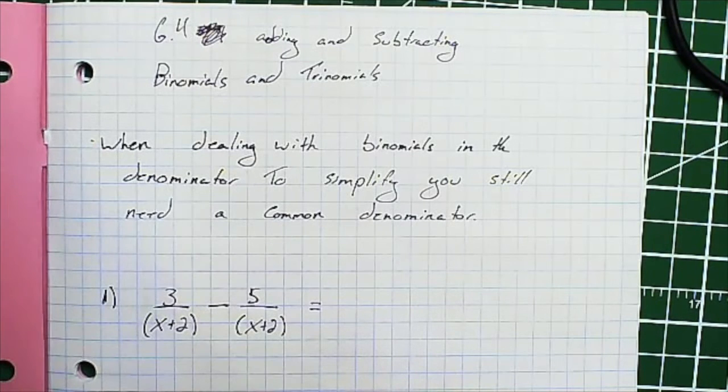Okay, this is 6.4, adding and subtracting binomials and trinomials. This is for Pre-Cal 11, kind of going along the last part of chapter 6.